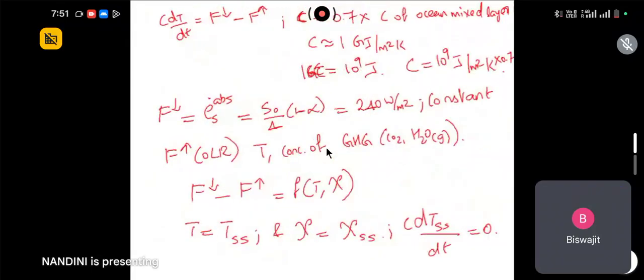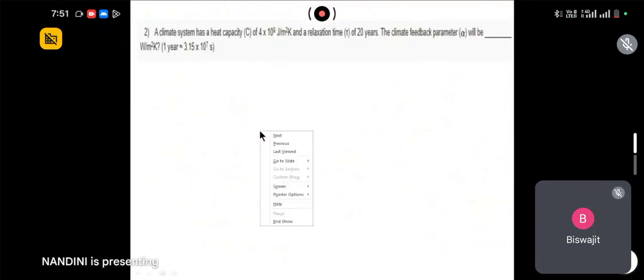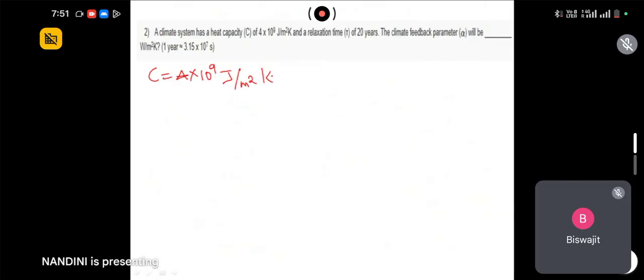The second question. The climate system has a heat capacity C given as 4 into 10 raised to 9 joule per meter square Kelvin and a relaxation time tau of 20 years, which is basically 20 into 3.15 into 10 raised to 7 seconds. So what do we need to find? We need to find alpha, the climate feedback parameter.